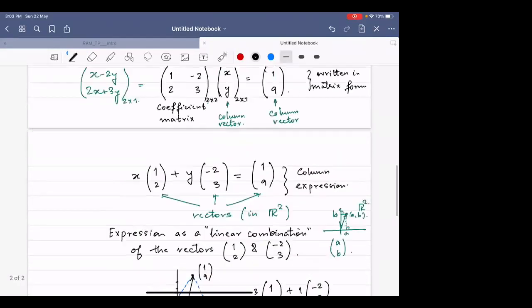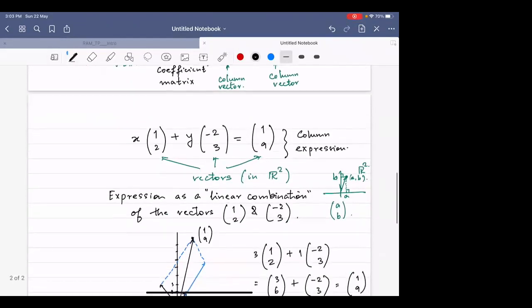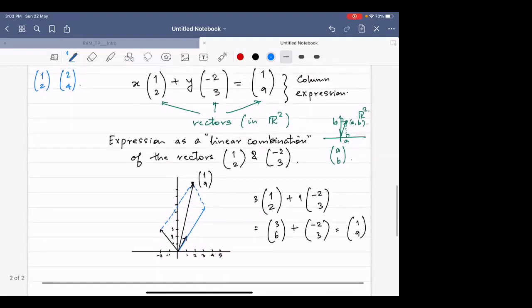To say this, maybe let me say this first. What would have happened if instead of having the columns 1, 2, minus 2, 3, I had the following columns? So I'm going to write that here. Suppose we had started with the columns 1, 2, 2, 4. Then if we had tried to go through this entire process, what would have happened?